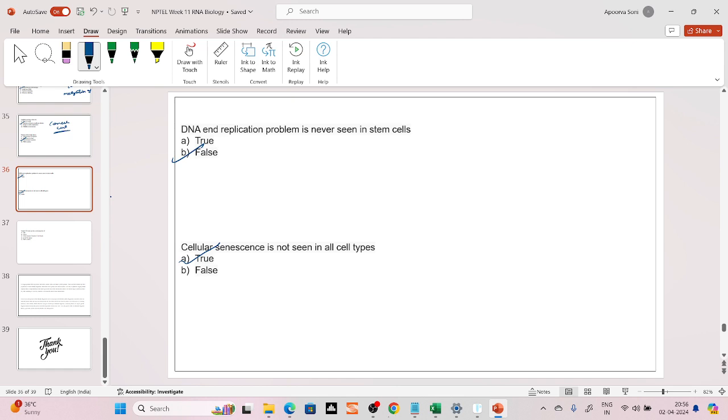Of course, in cancerous cells and in germ cells, especially in cancerous cells, there is no cellular senescence happening because of telomeres. At least because of telomeres, there is no cellular senescence happening. There can be other factors that contribute to cellular senescence, but telomere is not one of the factors that contributes to cellular senescence in the case of germ cells.